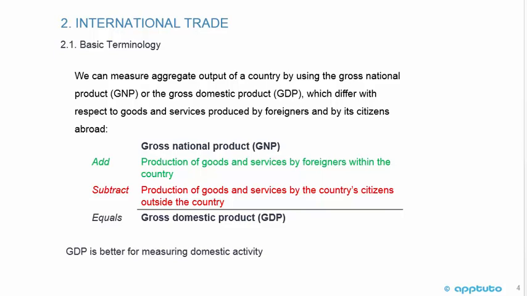But we subtract the production of goods and services by the country's citizens outside of the country. So we add goods and services by foreigners inside, we subtract goods and services by the country's citizens outside, and that's going to equal our GDP. So I think if you remember this little equation here, it's going to make any most likely, least likely question not too difficult. You just have to write out the equation, look at the wording, and solve. Okay, so an important equation to memorize. And of course, GDP is therefore better for measuring domestic activity.